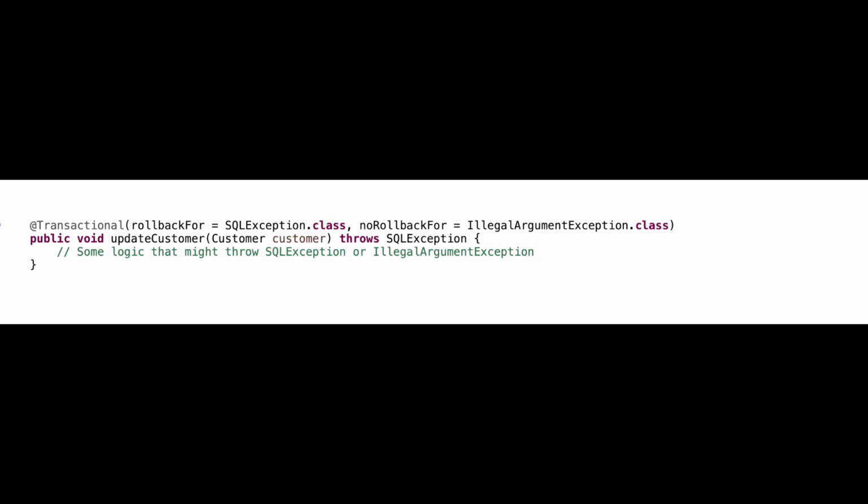You can customize this rollback behavior using the rollbackFor and noRollbackFor attributes. rollbackFor specifies which exceptions should trigger a rollback, and noRollbackFor specifies which exceptions should not trigger a rollback. Here you can see the example. The transaction will roll back if SQLException is thrown, and the transaction will not roll back if IllegalArgumentException is thrown.